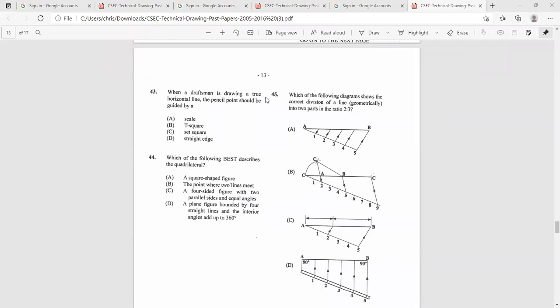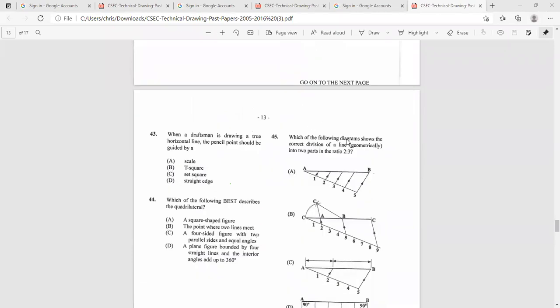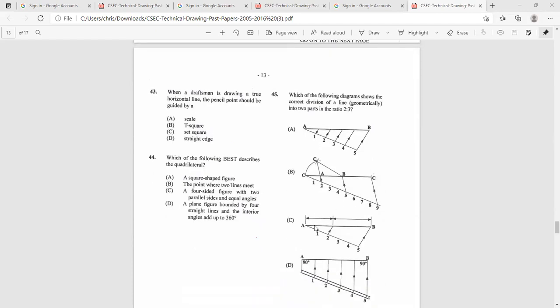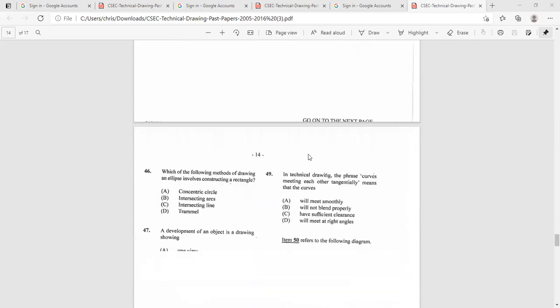When a draftsman is drawing a true horizontal line, the pencil point should be guided by T square. That's B. Which of the following best describes a quadrilateral? D. A plane figure bounded by 4 straight lines and the internal angles add up to 360. Which of the following diagrams shows the correct division of a line geometrically into 2 parts in the ratio of 2 to 3? Of course, this is B. 2 parts, 2 and 3 parts.